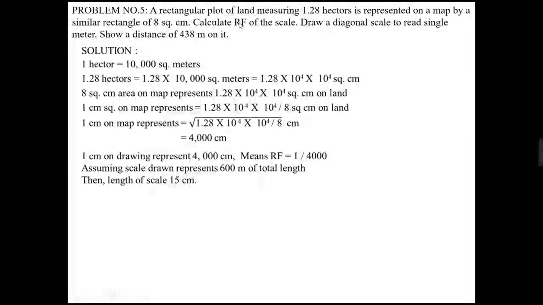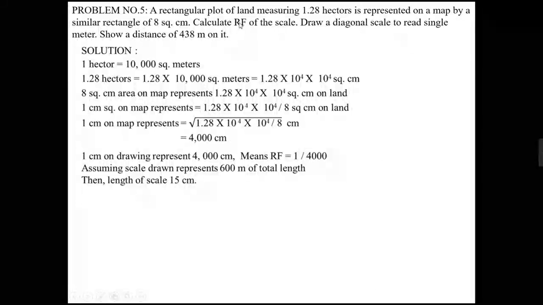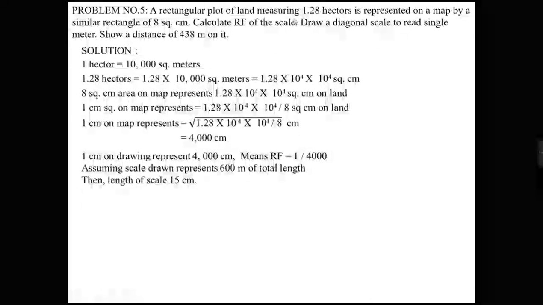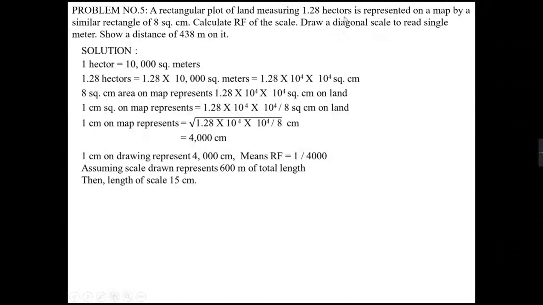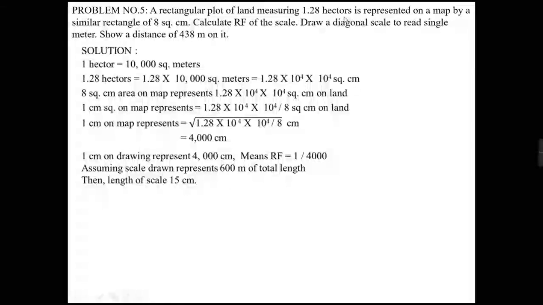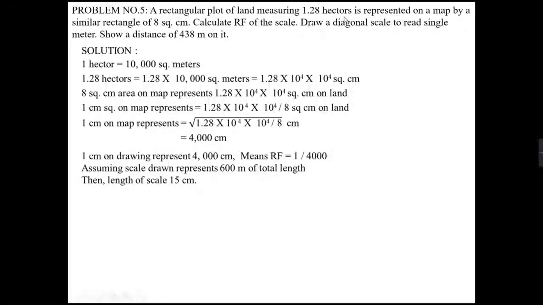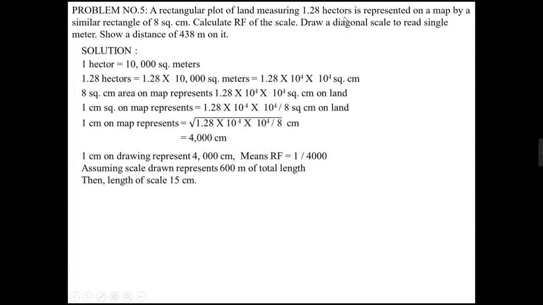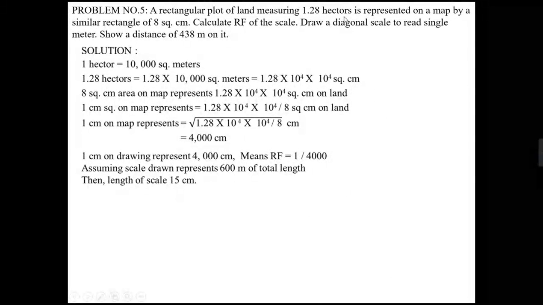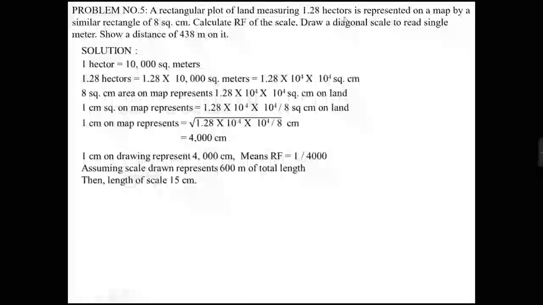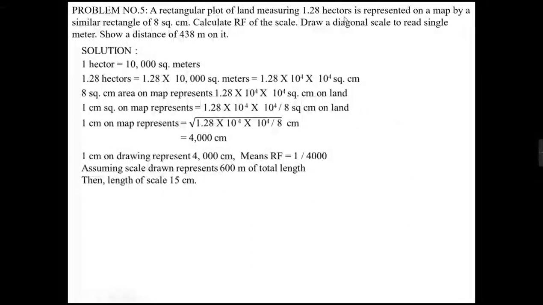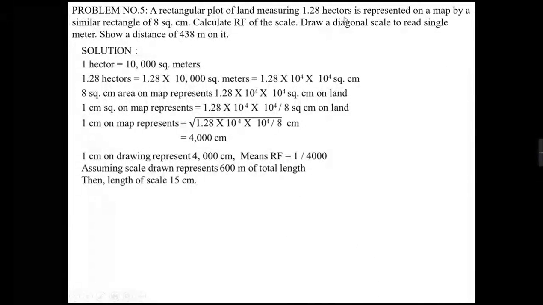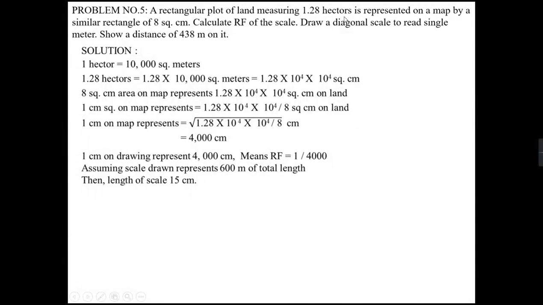So now another question is: a rectangular plot of land measuring 1.28 hectare is represented on a map by a similar rectangle of 8 square kilometers. From this information you can find out the RF. Calculate the RF of the scale. Draw a diagonal scale to read single meters and show a distance of 438 meters on it. So the least count of a diagonal scale should be a single meter, 1 meter.